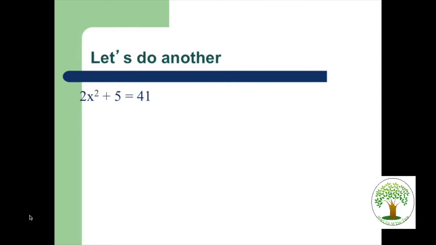This one right here, on your next slide, before we can start this one, we must get that x squared all by itself. So we have to move the 5, and we have to move the 2. How are we going to move the 5? Subtract it from the other side. Yes, go ahead and do that.